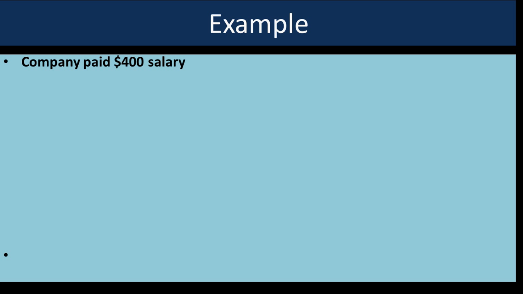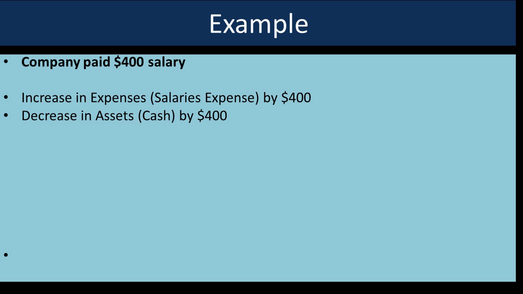Now I will take the last example. The company is paying $400 towards salary. What will be the impact of this transaction? First, my expense account will go up and my cash account will go down. We know whenever the expense account goes up, it will be a debit entry. Whenever the asset account goes down, it will be a credit entry. We can see the two impacts of this transaction. My expenses are increasing by $400 while my assets are decreasing by $400.